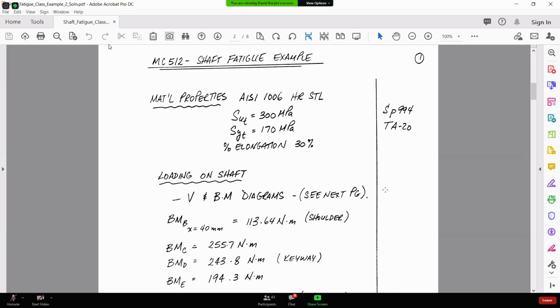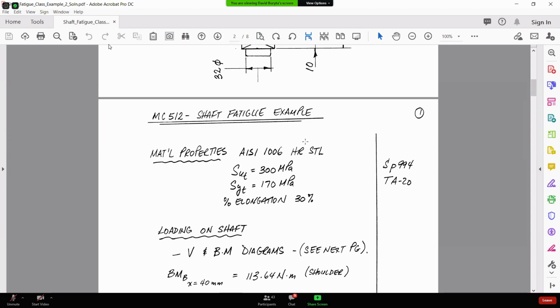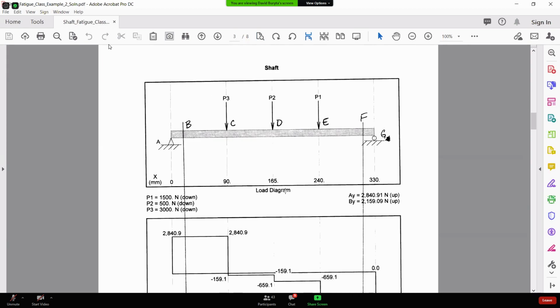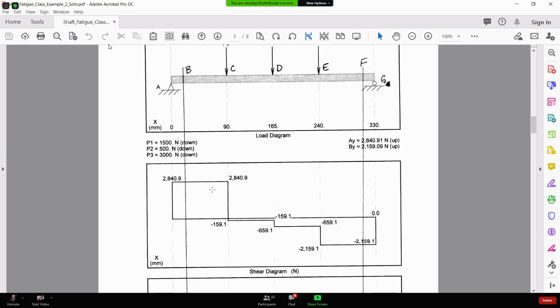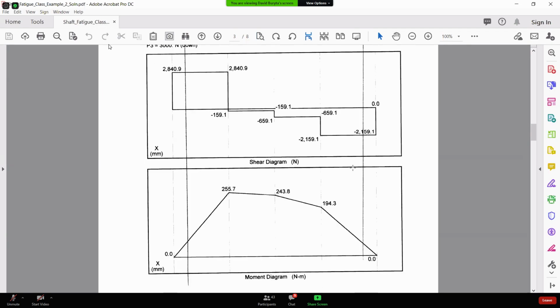Okay, so once you find your reactions at the center line of the bearings, that allows you to go ahead and draw the shear and bending moment diagram. So I kind of cheated here. I used MDSolids, right? I put in the problem into MDSolids, and I found the shear diagram and the bending moment diagram.